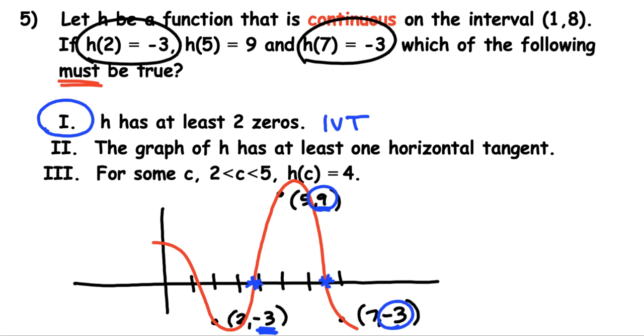So number 1, definitely. Number 2, Roman numeral 2, the graph of h has at least 1 horizontal tangent. Here in my drawing, there are 2 of them. There's one here and there's one here. It would seem to be true, but it doesn't have to be. And the reason why is because, again, as I pointed out before, we know the function's continuous, but we don't know that it's differentiable. What if we had something, say, like this instead?